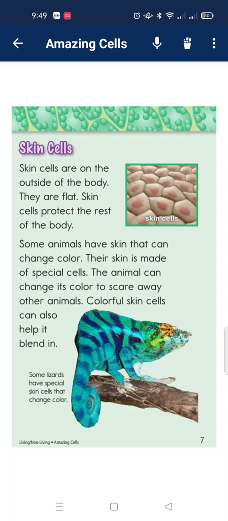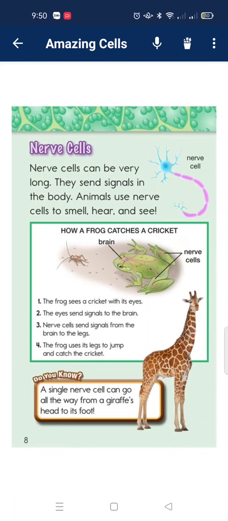Skin cells. Skin cells are on the outside of the body. They are flat. Skin cells protect the rest of the body. Some animals have skin that can change color. Their skin is made of special cells. The animal can change its color to scare away other animals. Colorful skin cells can also help it blend in. It can camouflage.